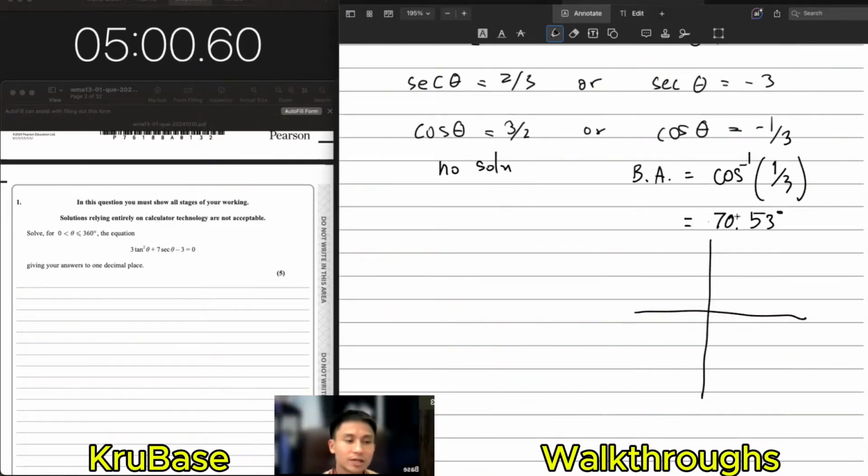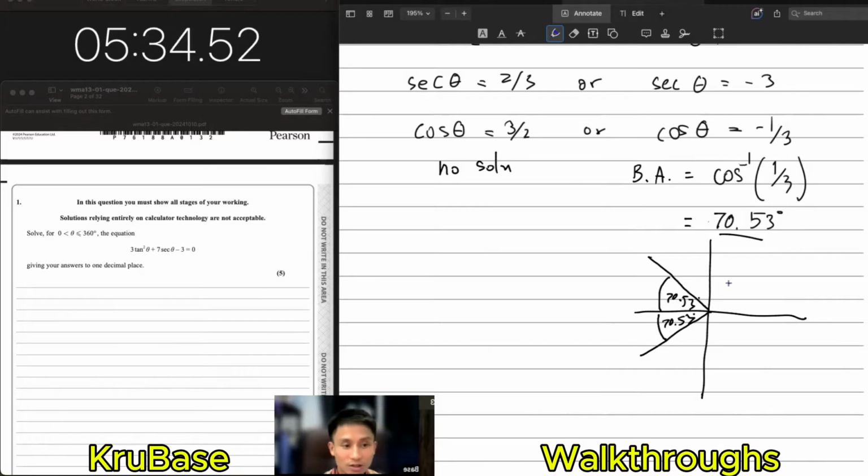The basic function here is used in conjunction with the selection of the right quadrants. So this one tells me that cos being negative, and we only get cos negative in the second quadrant and the third quadrant. And 70.53 here would be the basic angle that is just adjacent to the x-axis, right? So 70.53 here and 70.53 also here.